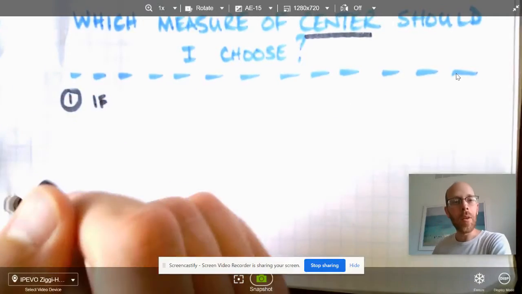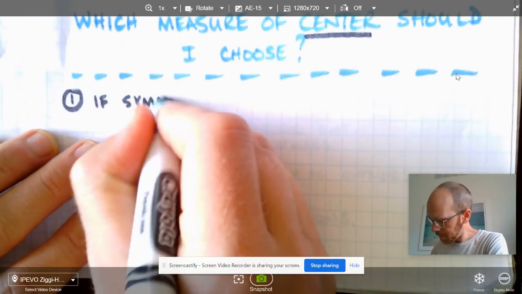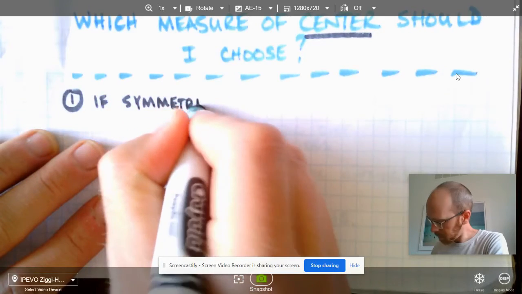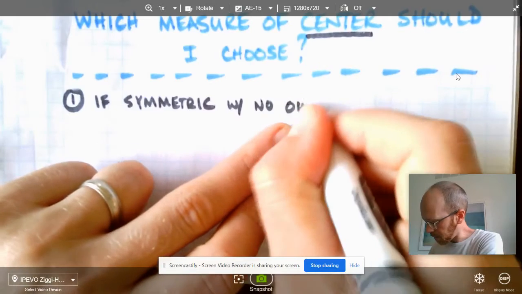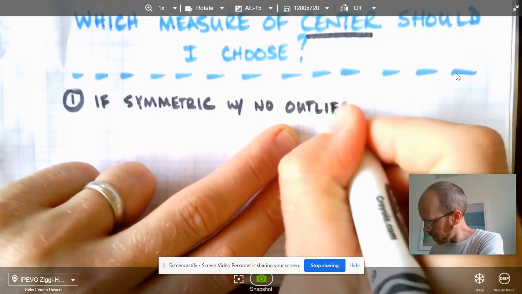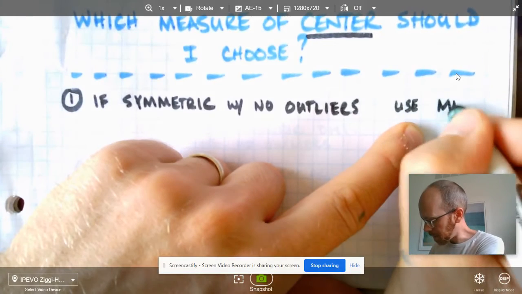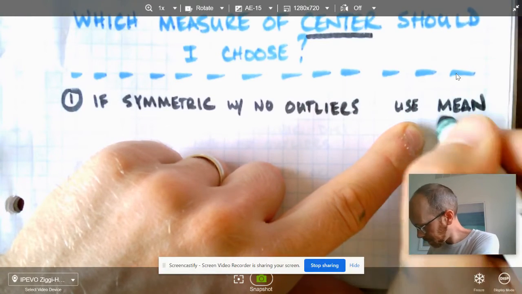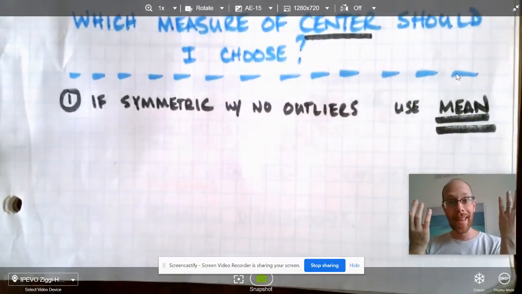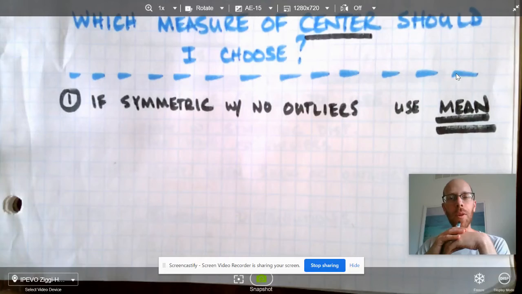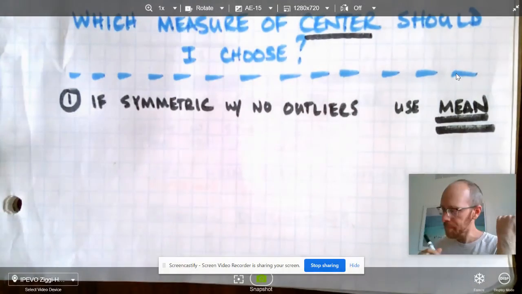If you have a distribution that is symmetric, with no outliers, then you're going to use the mean. Why the mean? Because it's kind of the standard. It's the thing that most people in the world understand. And if you can use something that people understand, you do it.